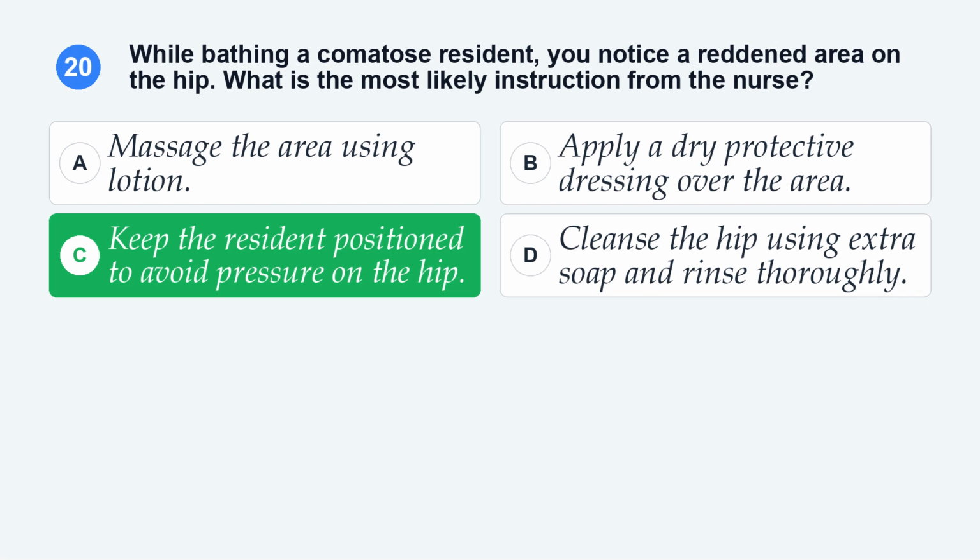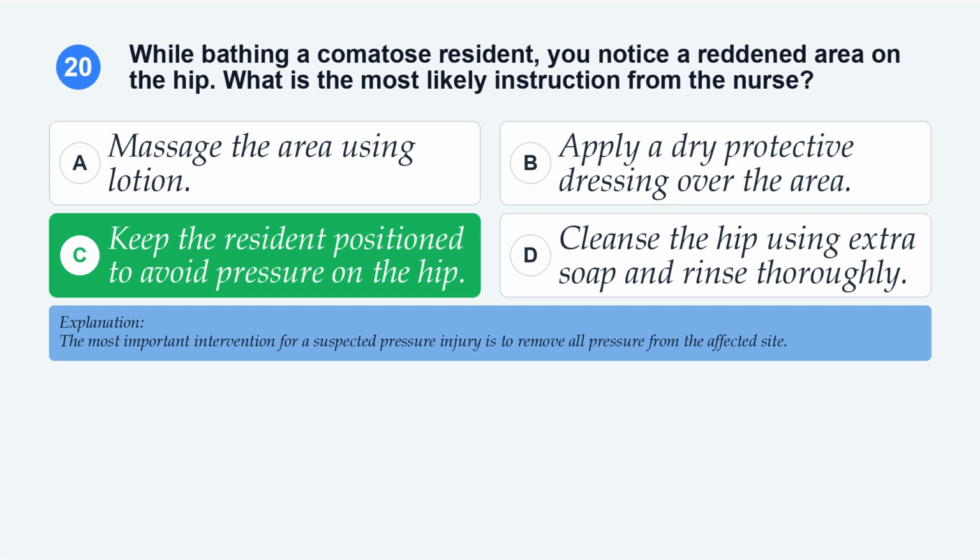The correct answer is option C. Keep the resident positioned to avoid pressure on the hip. Explanation. The most important intervention for a suspected pressure injury is to remove all pressure from the affected site.